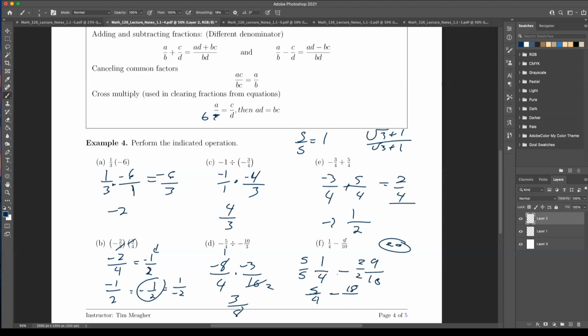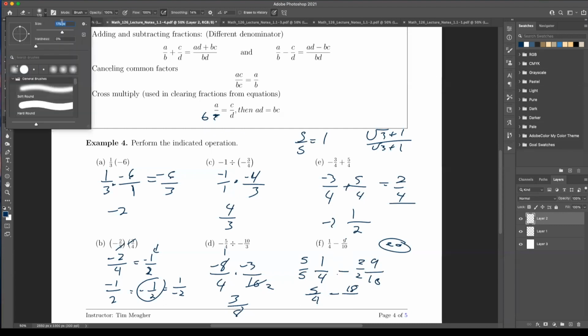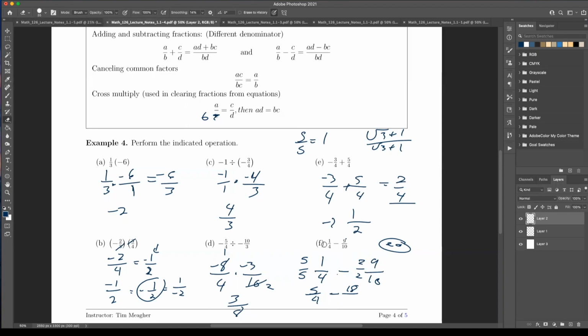Oops, I said 5 fourths, but that's not what I got, is it? What? Oh my goodness, what is going on? Why is my eraser busted? There we go.